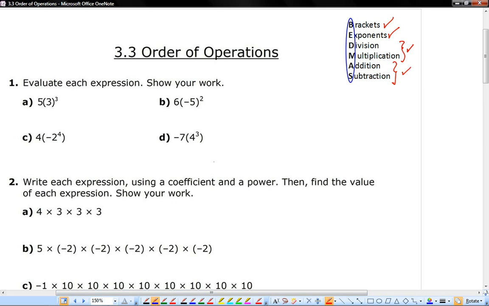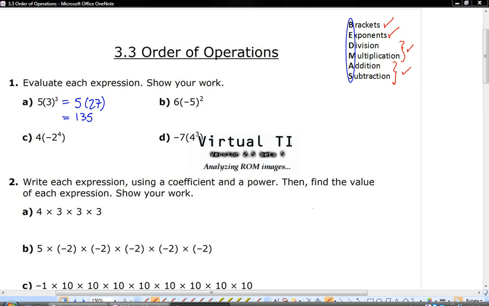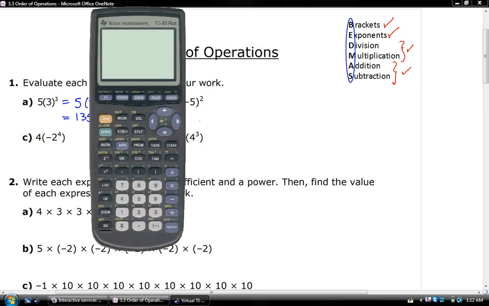First one, evaluate each expression and show your work. So here we have 5 times 3 cubed. I know the times isn't written in there, but it's understood to be multiplication. So 3 times 3 is 9 times 3 is 27. Multiply that by 5, and you'll get 135. Now, if you can't do that in your head, that's okay. You can use your calculator to check your results.